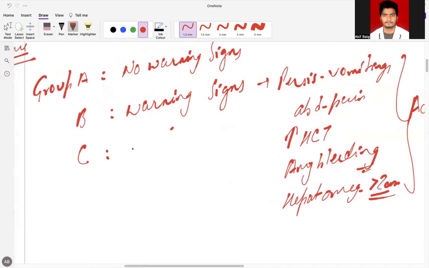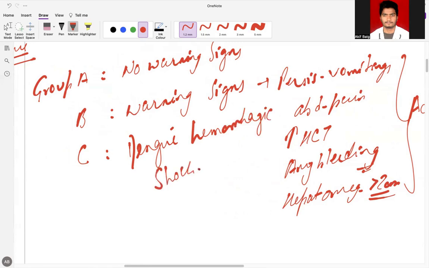Next, dengue group C is nothing but dengue hemorrhagic fever, hemorrhagic shock. This is the very severe form of dengue, called severe dengue and dengue hemorrhagic shock.